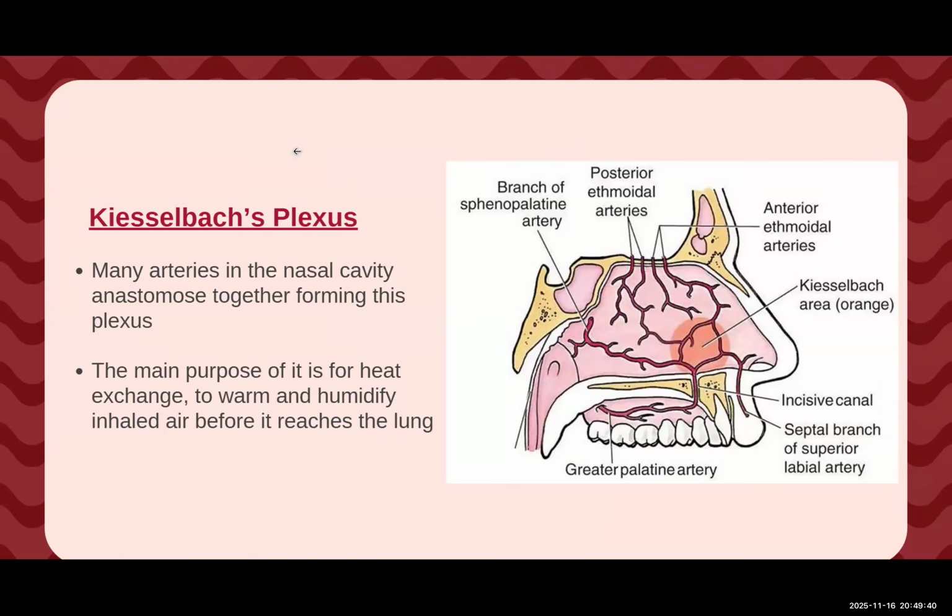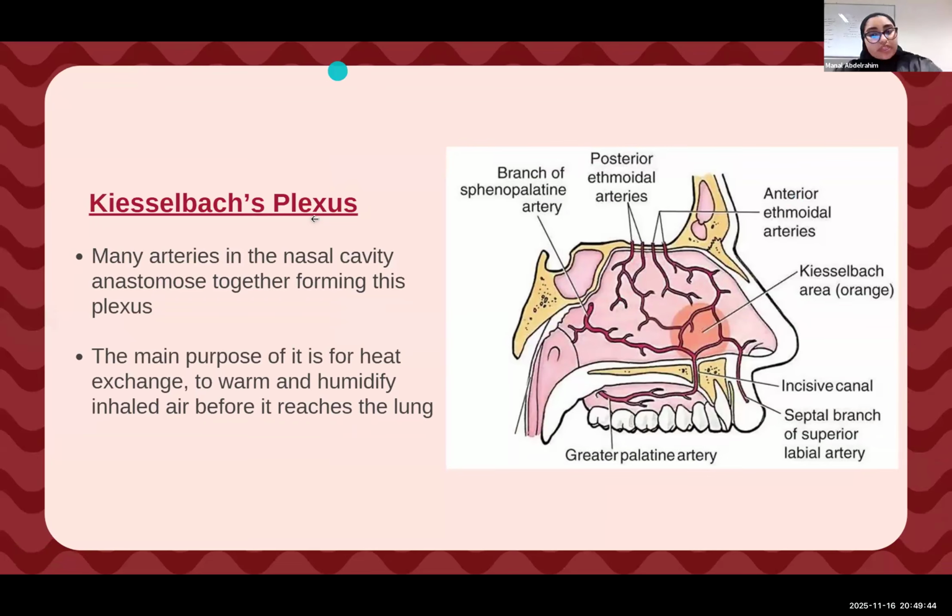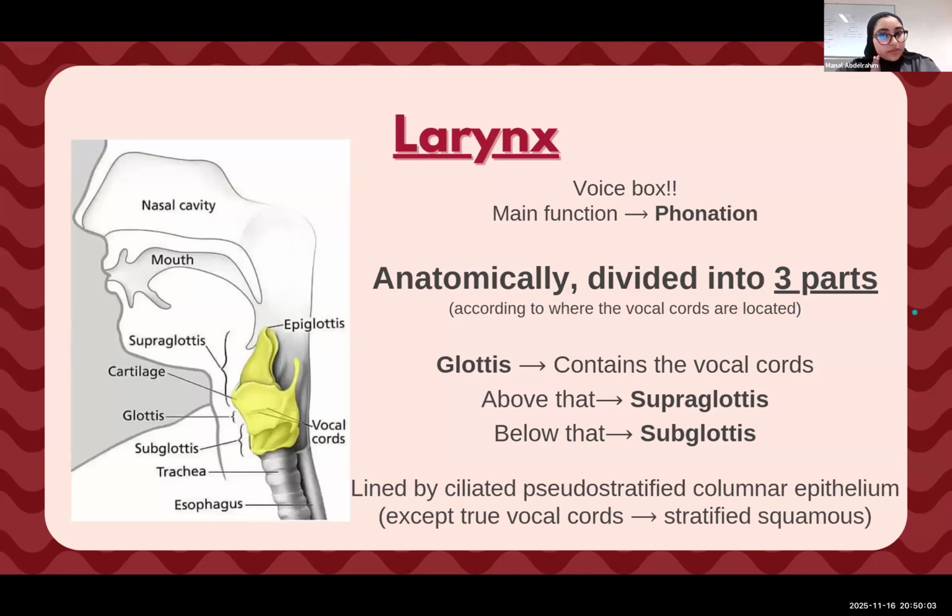Yes. Okay, great. Last part is the Kesselbach's plexus. Now remember how initially we said one of the functions of the concha was to warm and humidify the air. So how is it going to be warmed? We have blood vessels in the nasal cavity, and their main purpose is heat exchange. So it's going to warm up the inhaled air before it gets to the lung. I don't think this is crazy necessary for OSPE, but I included it just to make sure everything's there.